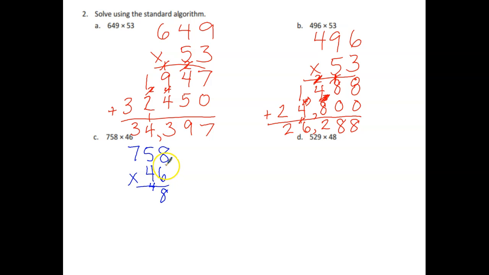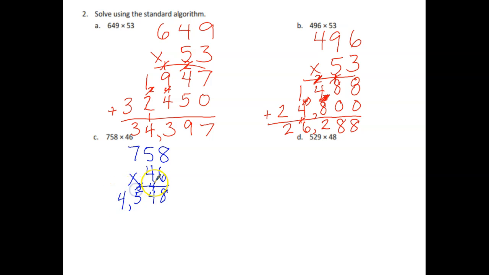Now I have 6 ones times 5 tens. That's going to be 30 tens. So I know that 30 tens plus 4 tens is 34 tens. I'm going to put my 4 tens down and regroup my 30 tens as 300. Now I have 6 times 700. 6 times 7 would give me 42. So 6 times 700 is going to give me 4,200. So now I have 4,200 plus 300, which is going to be 4,500.